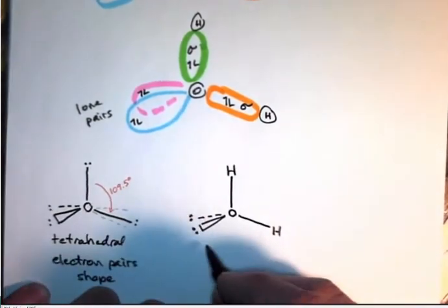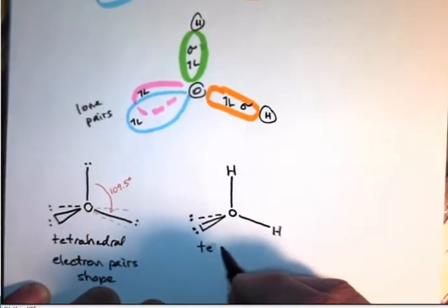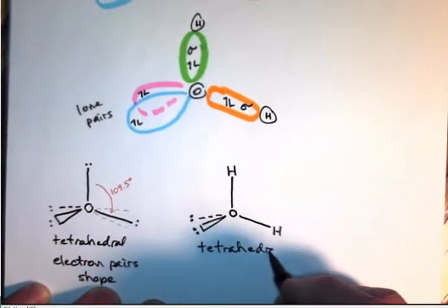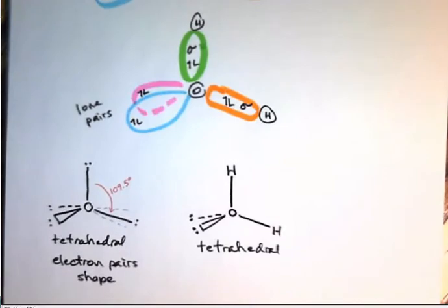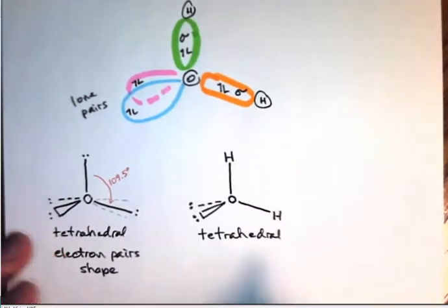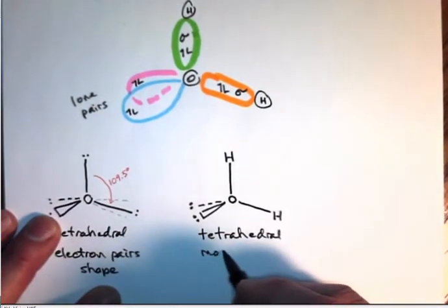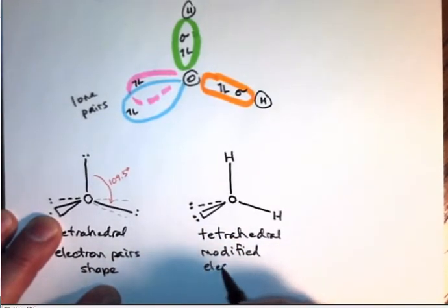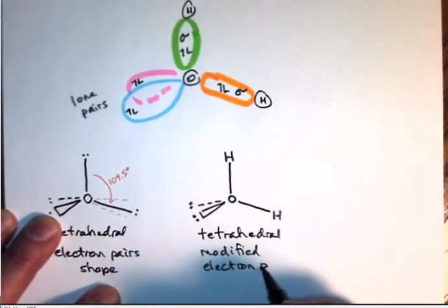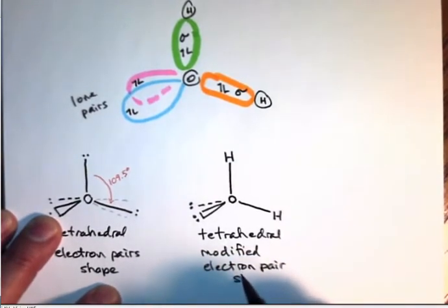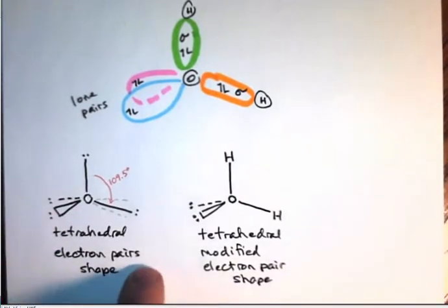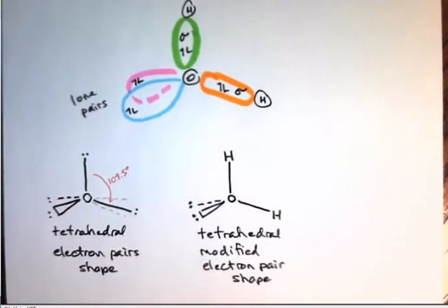Okay, so it's still a tetrahedral, still 4 arms or angles equally spaced, but you can't really call it an electron pair shape, so I just call it a modified electron pair shape. And I put an S on this first pair over here. It should be just an electron pair shape.